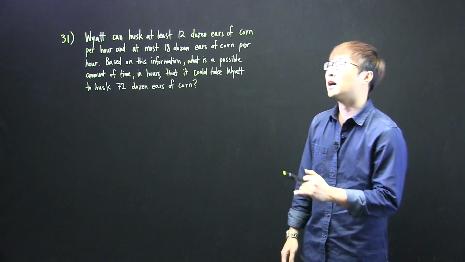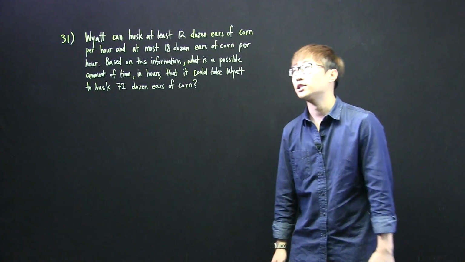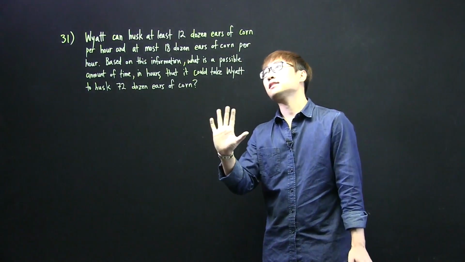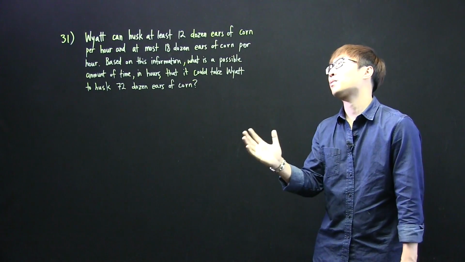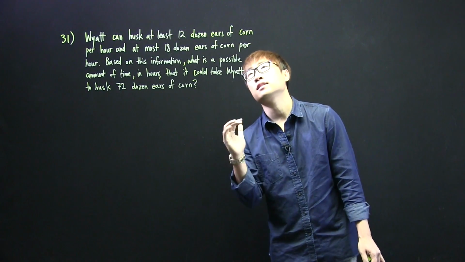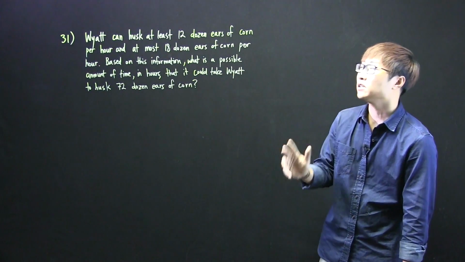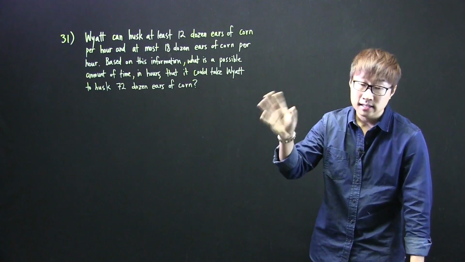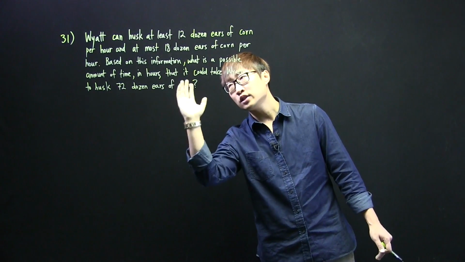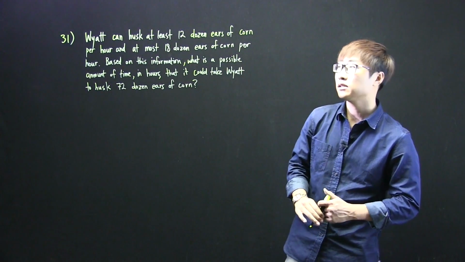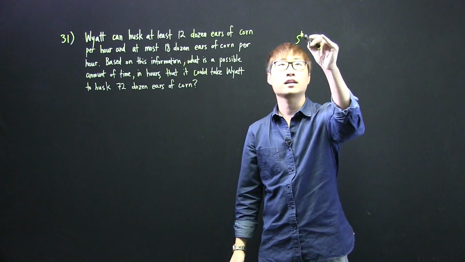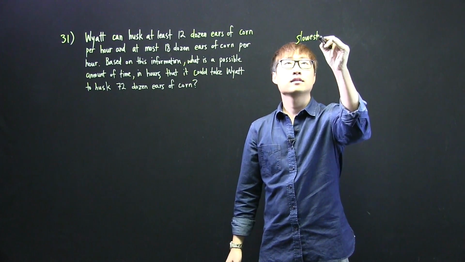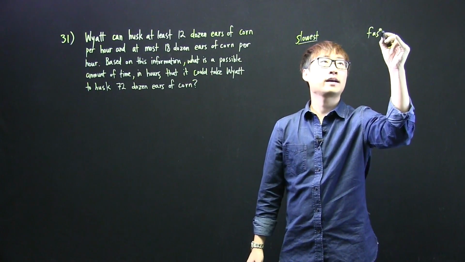All right, number 31. Now we're on to free response questions. Wyatt can husk at least 12 dozen ears of corn per hour and at most 18 dozen ears of corn per hour. Based on this information, what is a possible amount of time in hours that it could take Wyatt to husk 72 dozen ears of corn? So let's think about the fastest and slowest that he can do, right? So slowest, fastest, right?